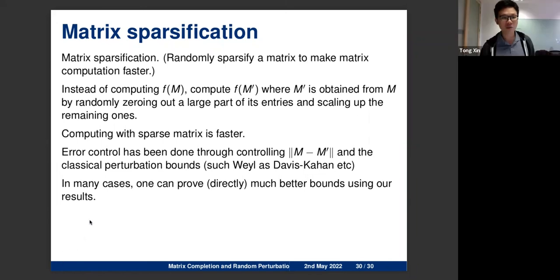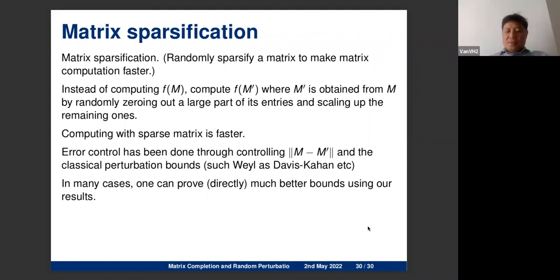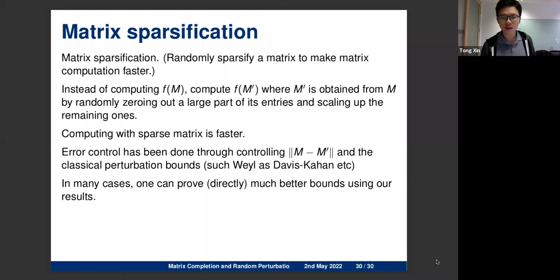So can I ask a question? Yes, please. Hi, very interesting talk. In your end result, is it true that you still need a singular value gap? You need the singular values of M to be kind of distant apart. Is it possible to remove that if you just want to recover the matrix M instead of the eigenspace?